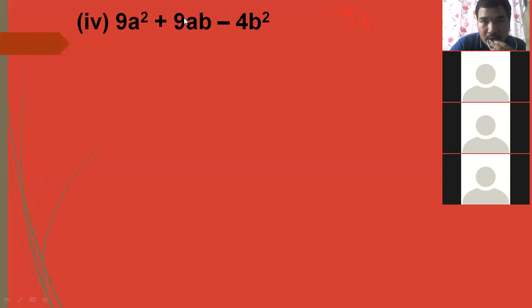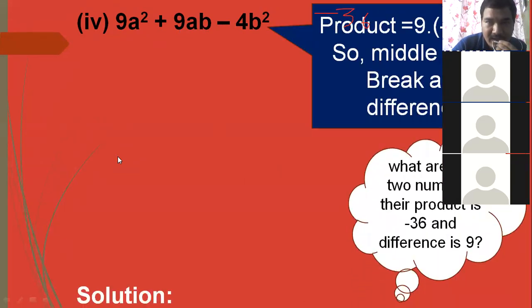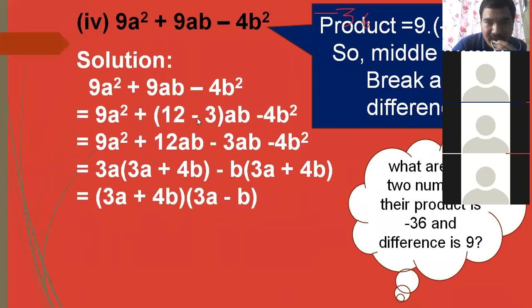Should the sum come 9 or the difference come 9, children? Difference. Very good. Because it is minus, that's why it must be a difference. What will the difference be? Whose difference is 9 and multiplication is 36? 12 and 3. You are right. 12 minus 3 is 9, and 12 into 3 is 36, minus 36. Okay, children.